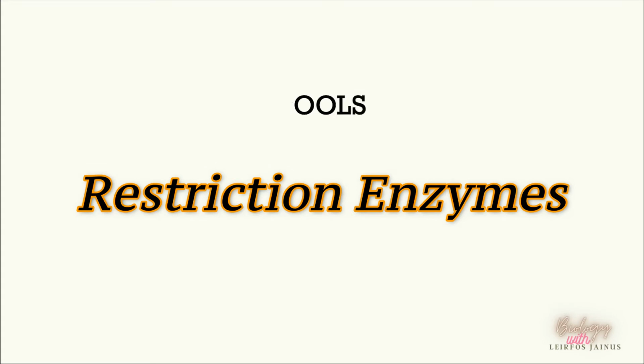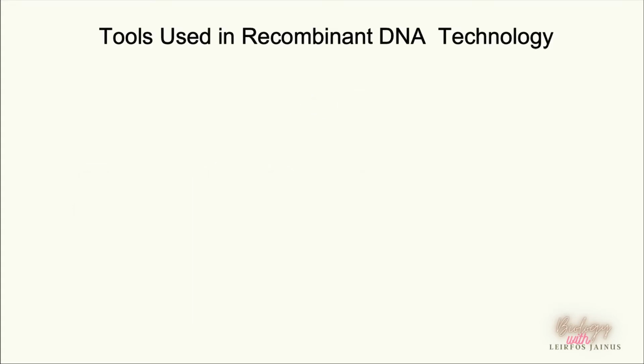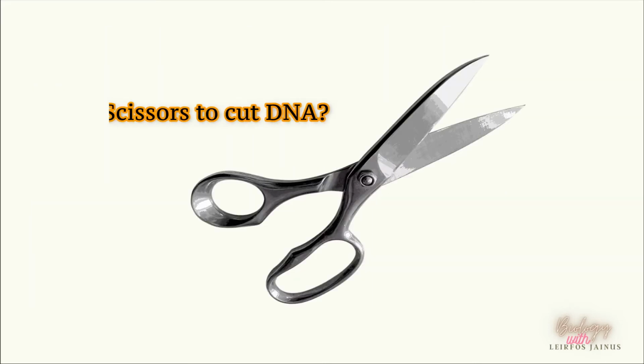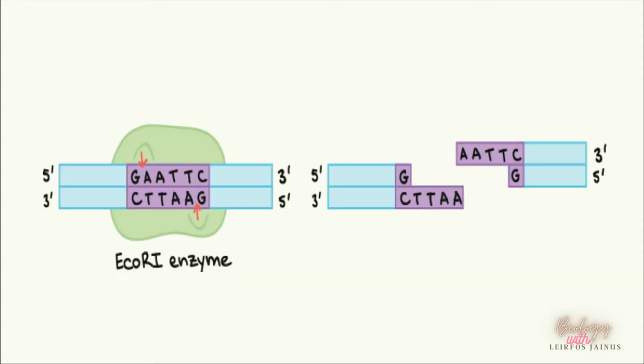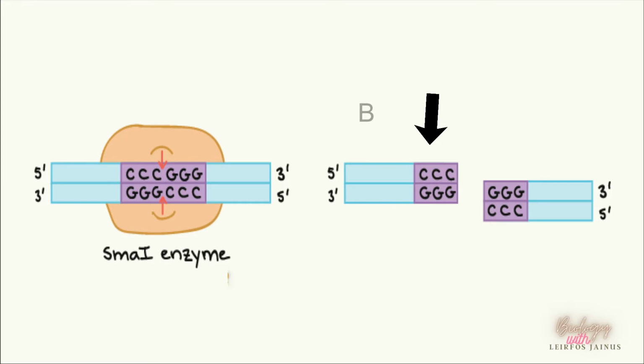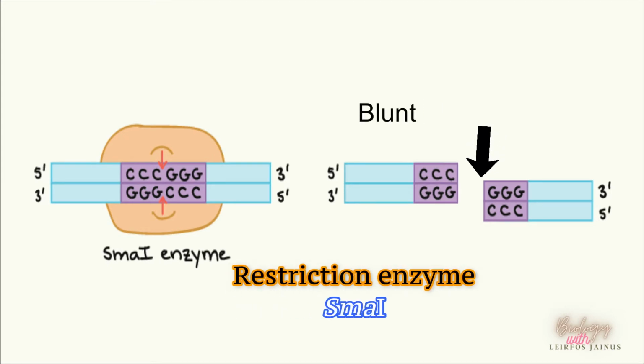Now let's learn about restriction enzyme. Restriction enzyme, also known as restriction endonuclease, can recognize and cut a specific DNA segment. Imagine restriction enzyme like a scissors to cut the DNA. We will learn about two types of restriction enzyme, EcoR1 that will produce sticky ends, and SmaI that will produce blunt ends.